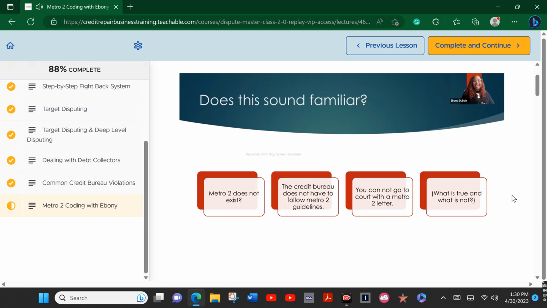All right, so do any of these statements sound familiar to you? Metro 2 doesn't exist. The credit bureau does not have to follow Metro 2 guidelines. You can't go to court with a Metro 2 letter. And then you have to figure out what's true versus what's not true. A lot of people have these conversations on Facebook and social media. I want you to know that the Metro 2 standard is a real thing. It really exists. It even has regulations, policies, and manuals that people have to adhere to. So it actually does exist.